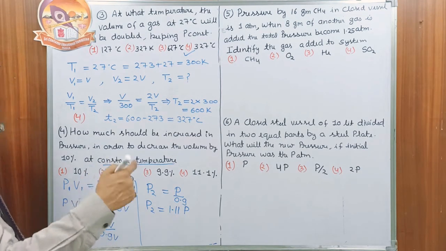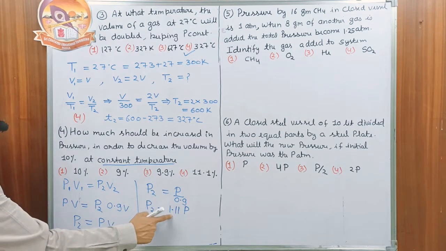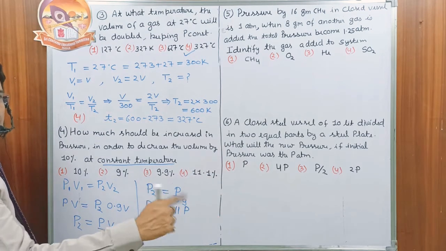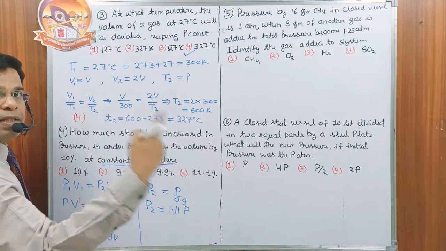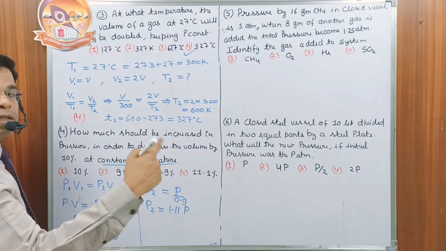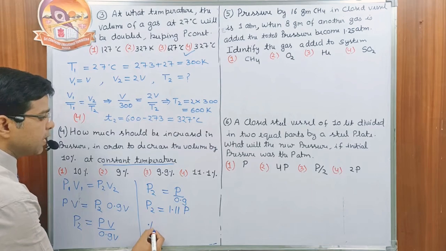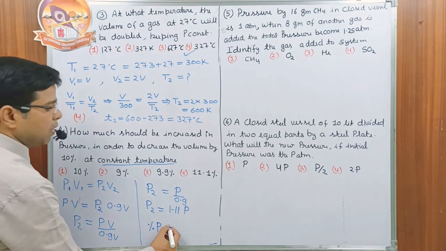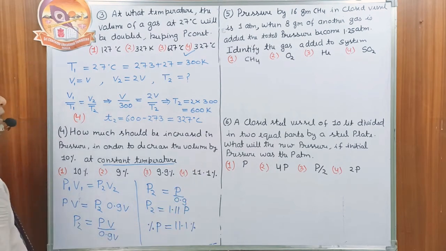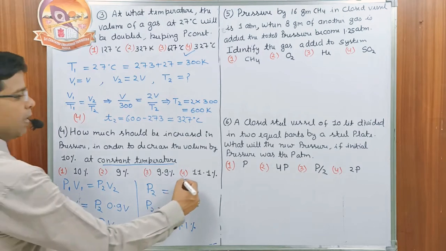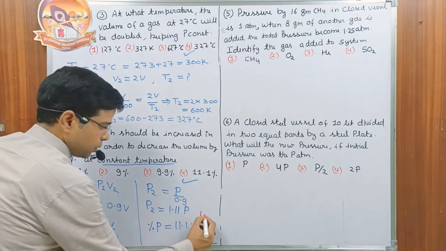What is the increase in the pressure? Initially pressure was 1, now the new pressure becomes 1.11. So the increase in the pressure is 0.11. If 0.11 is the increase, then the increase in terms of percentage is multiplied by 100. So the percentage increase in the pressure is 11.11 percent, and that is given in option number 4. So the correct answer of this question is option 4.